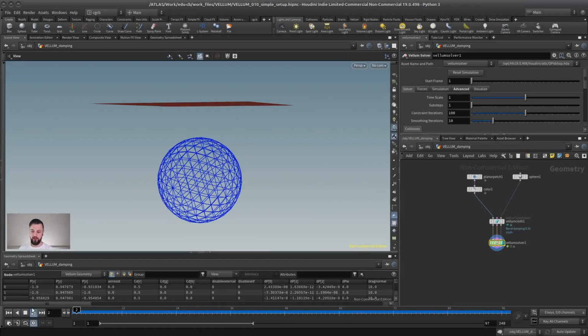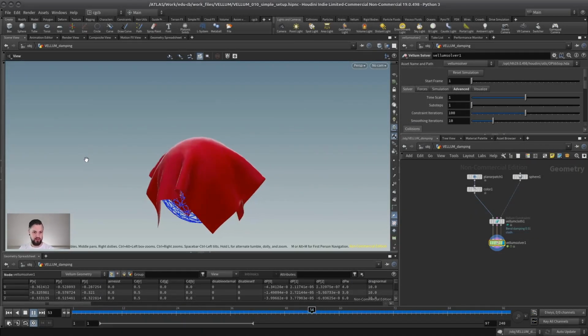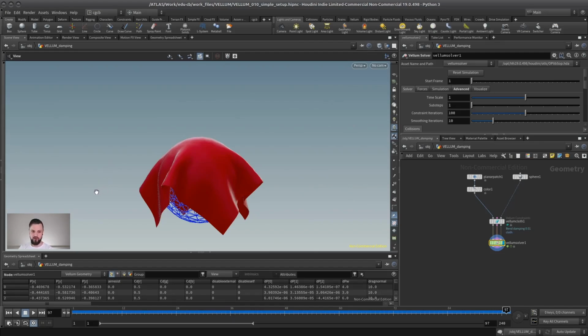So, really quickly, before we jump into the practical use of Vellum, let's quickly talk about the theory. I want to keep it as short as possible. It's called Vellum in Houdini, but actually it's based internally on a technology called XPBD. And XPBD stands for Extended PBD.